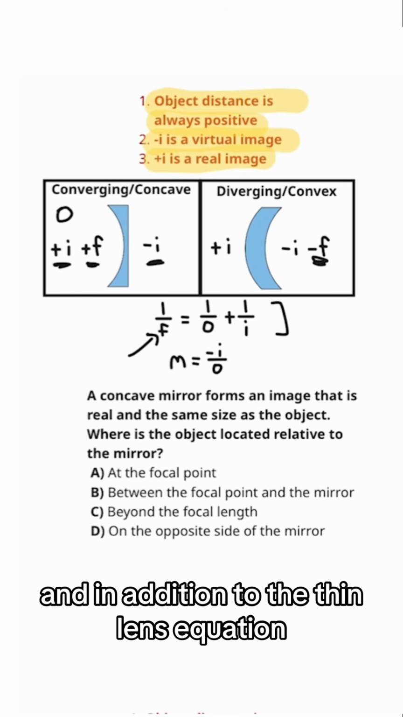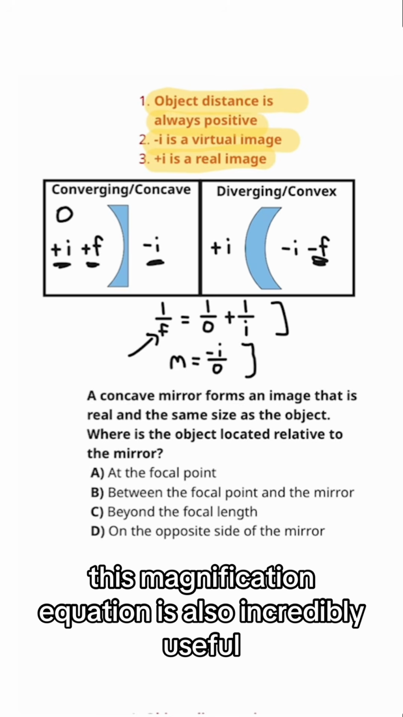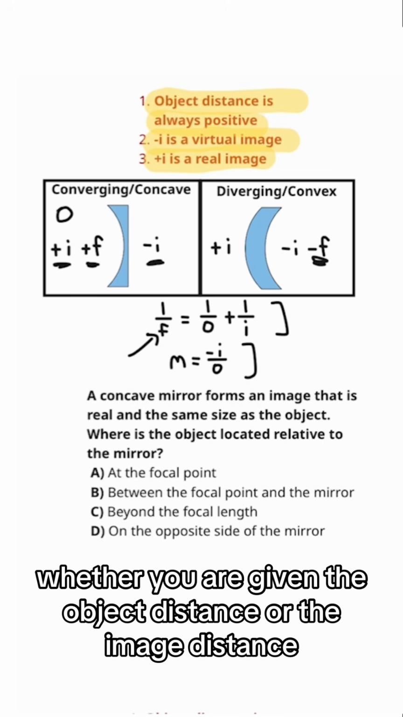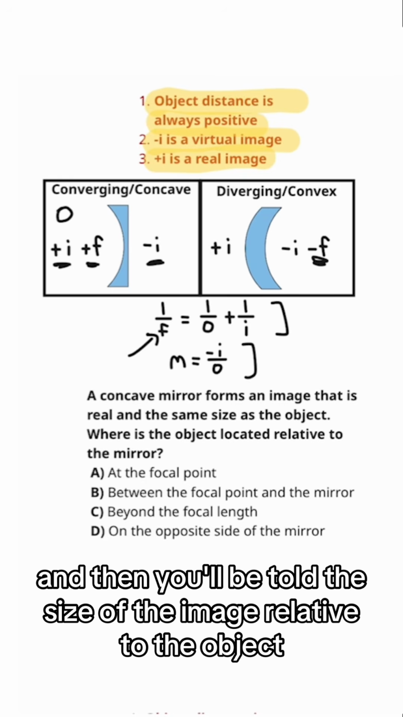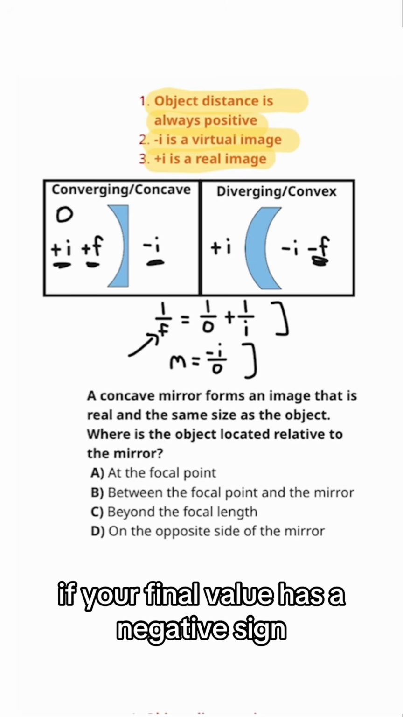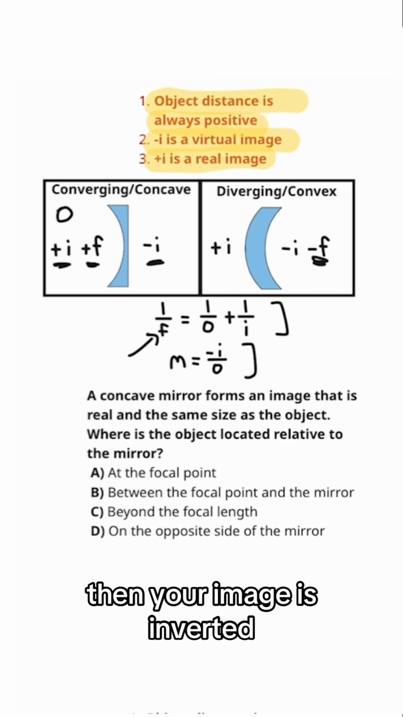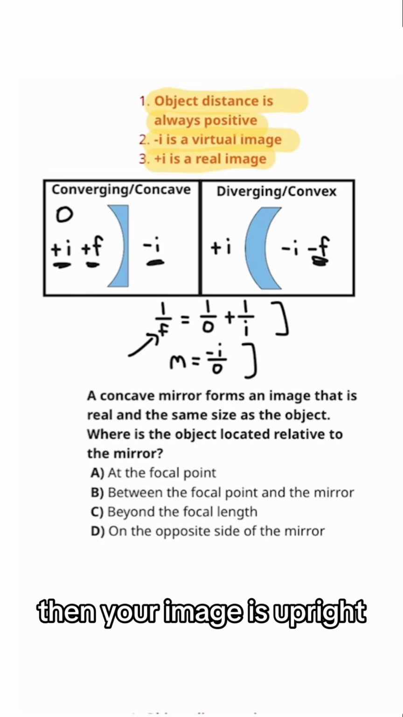And in addition to the thin lens equation, this magnification equation is also incredibly useful. Whether you are given the object distance or the image distance, just plug in the missing value, and then you'll be told the size of the image relative to the object. If your final value has a negative sign, then your image is inverted. If it has a positive sign, then your image is upright.